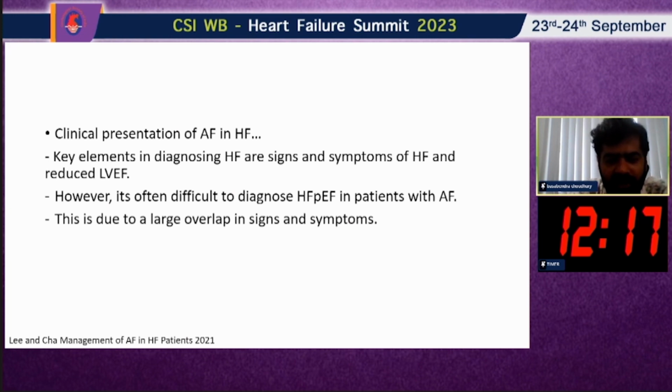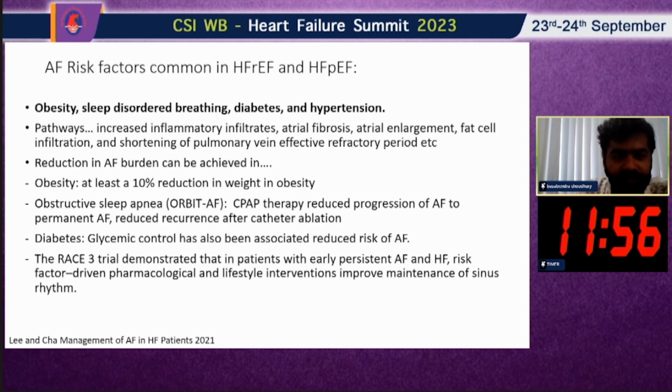We all know that heart failure is diagnosed mostly clinically with the help of echo findings and biomarkers. And as the symptomatology often overlaps, it becomes often difficult to diagnose HFpEF, especially in absence of abnormal ejection fraction, whether the symptoms are due to the atrial fibrillation or due to the heart failure.